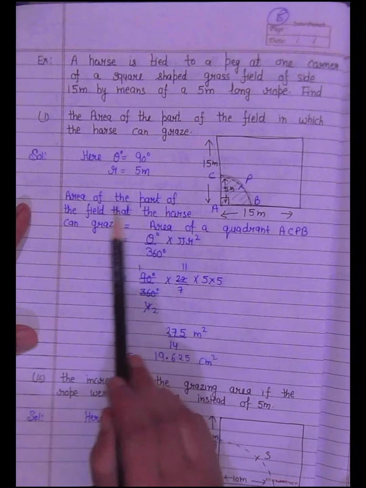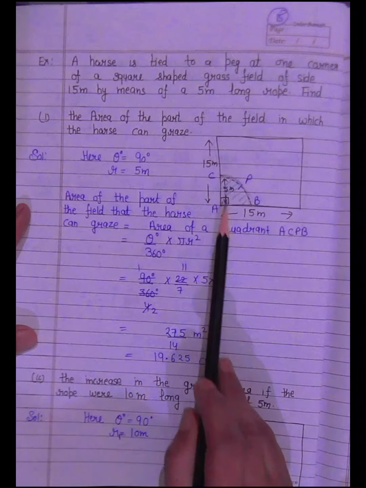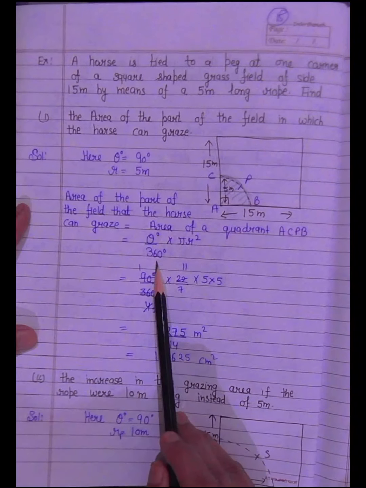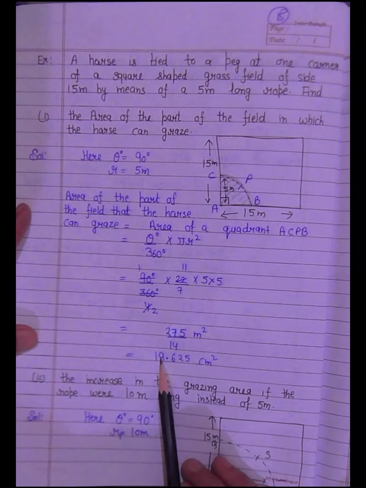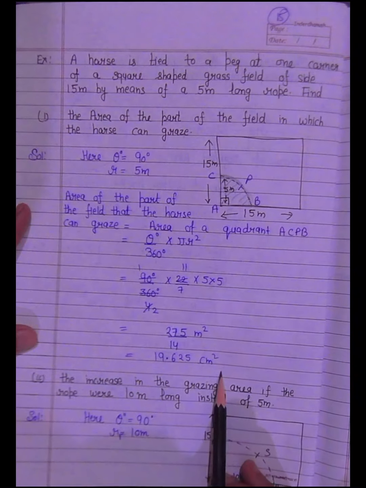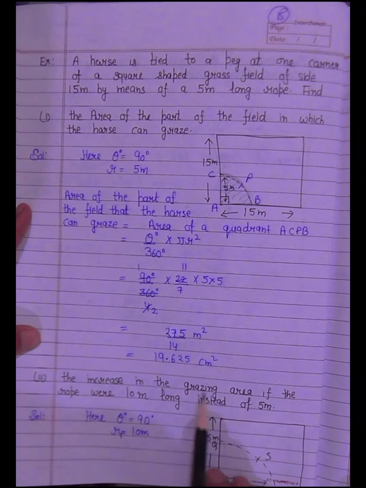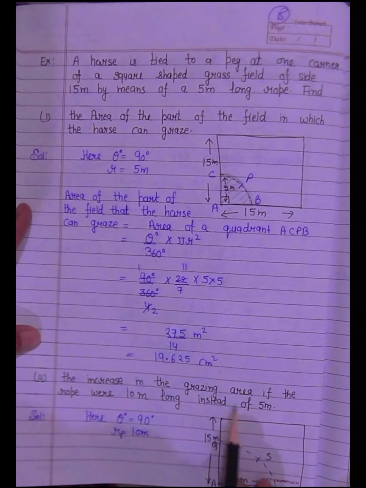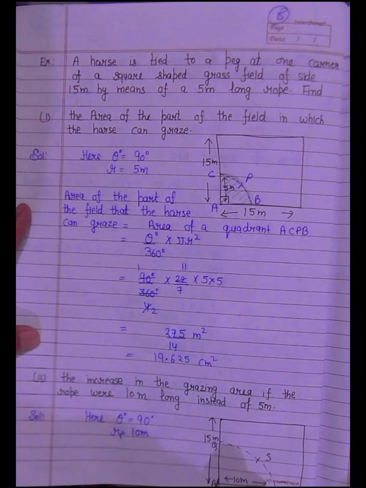So the area of the part of the field that the horse can graze is equal to the area of the quadrant ACPB, that is equal to theta by 360 into pi r square. By putting the values, I am getting 19.625 meter square. And the second part is the increase in the grazing area if the rope were 10 meter long instead of 5 meter.